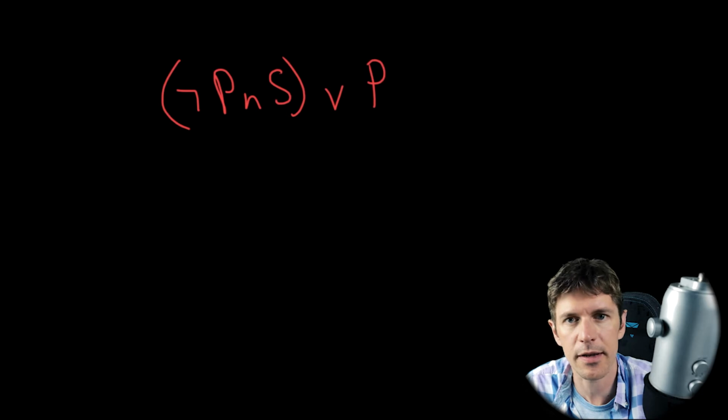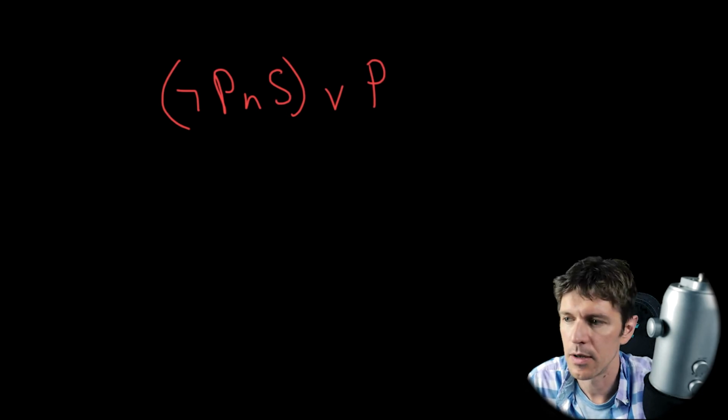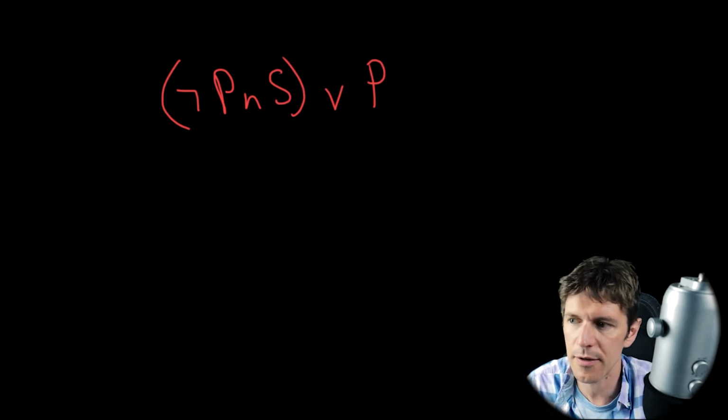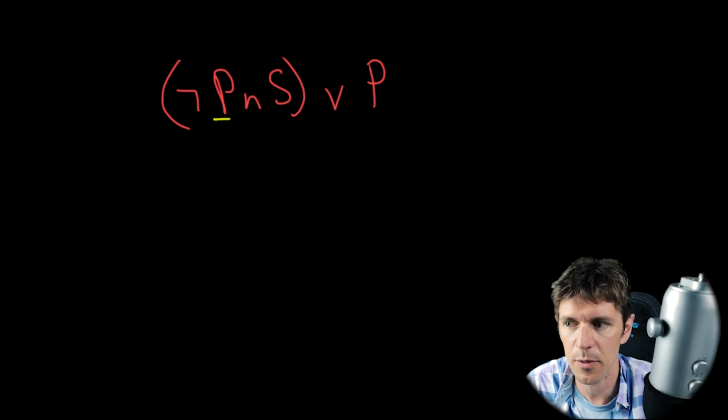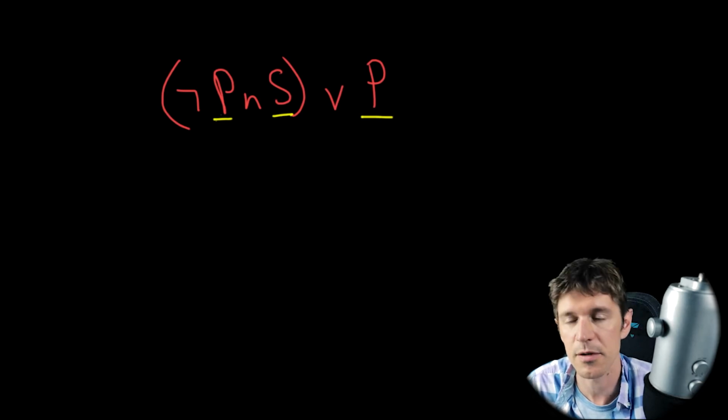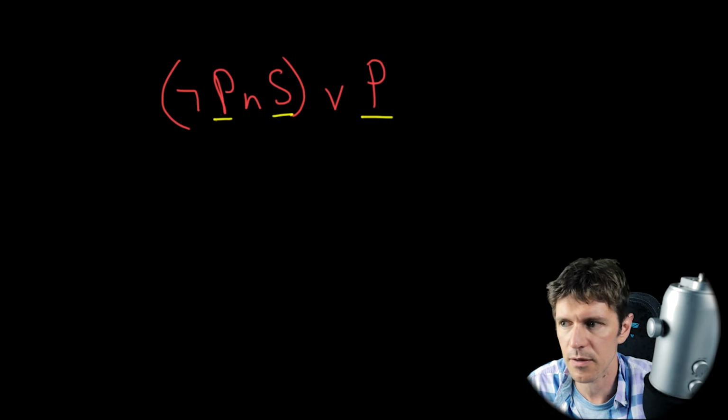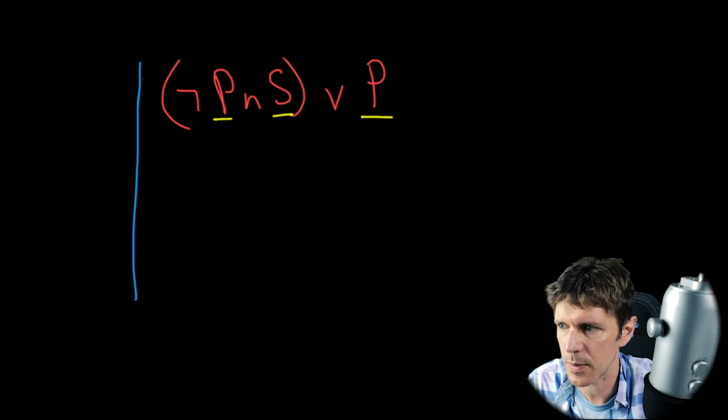Step one you can take to be just write down the formula. Step two is to identify the number of distinct propositional letters that are found in the formula. In other words, we look to see, and in this formula we see there's a P and then there's an S and then there's a P, but there's only two distinct propositional letters. There's P and S. So step two is to identify the number and then to write that off to the left. So let's go ahead and do that. Let's write P over here and we'll write S.